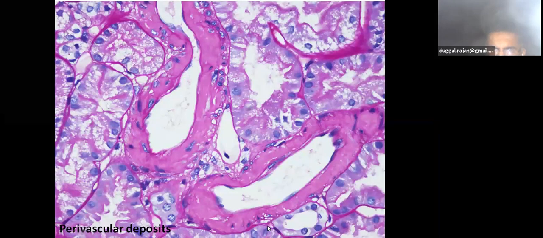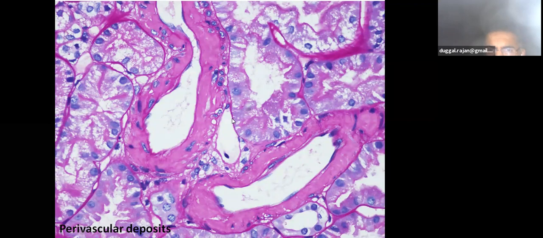This is also a PAS stain. So just compare this color. Normal PAS color is along the tubular basement membrane. You can see a PAS positive thing. Okay, you can also see a PAS positive tubular basement membrane.